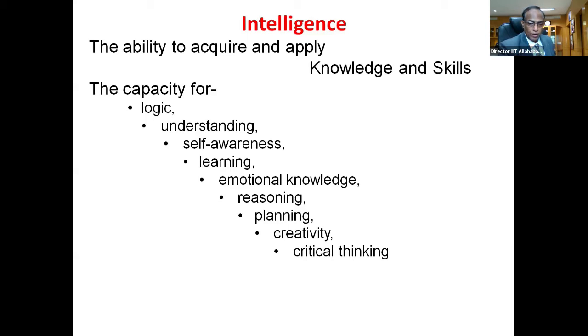Why, when, where, how is criticality, and that leads to very good planning. Very good planning happens because of very good reasoning. Very good reasoning happens because of very good self-awareness, and very good self-awareness happens because of a respect for learning. And when you learn, understanding happens. Understanding results in creativity and also in critical thinking. So in all, intelligence is in the capability of solving a problem.